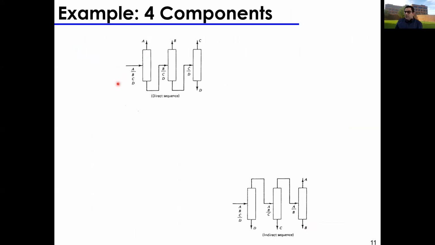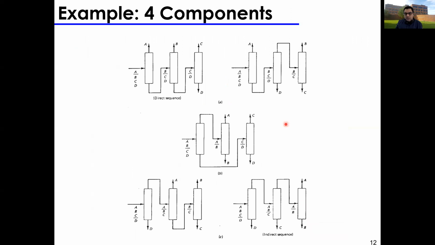So for example, if I have 4 components, I want to separate them. If I have A, B, C, and D, I can separate A first, then separate B, then separate C and have D at the end, so 3 columns. Alternatively, I can separate D first, then separate C, then separate A and B, or maybe separate A and then separate D, and then a bunch of different ways to do it, right?